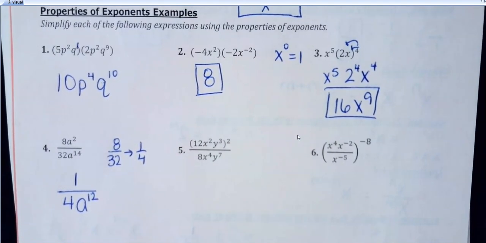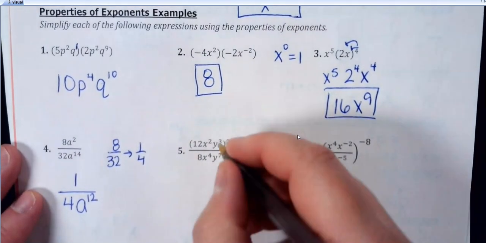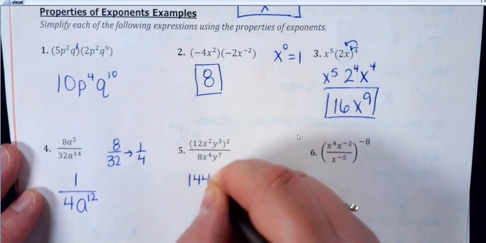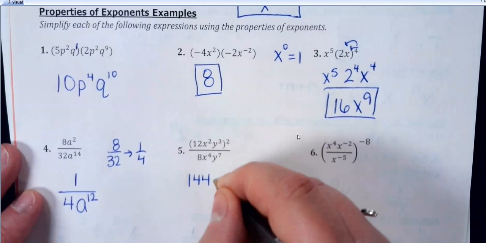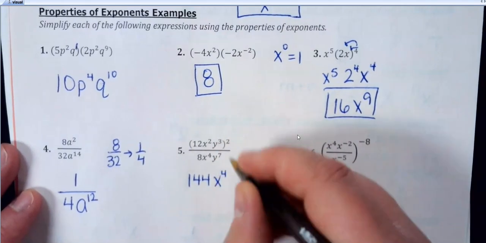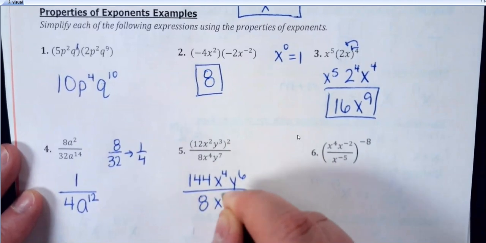Okay, on number 5, because you got the top in parentheses there, I would go ahead and do everything in there to the exponent and then simplify when you're done. So 12 squared, you can get 144. And then for the exponents, I'm just going to multiply. So x, 2 times 2 is 4, y, 3 times 2 is 6. The bottom, I didn't do anything with that.